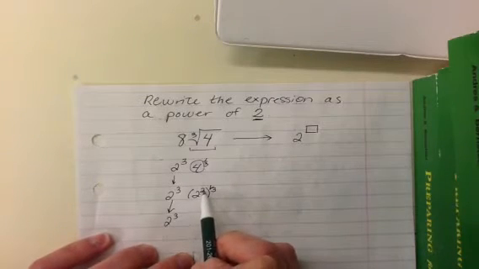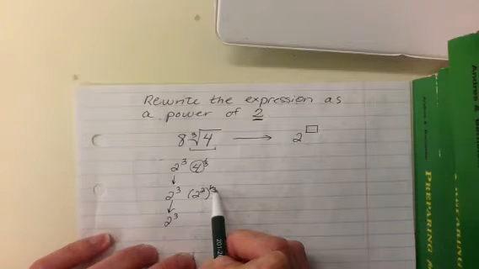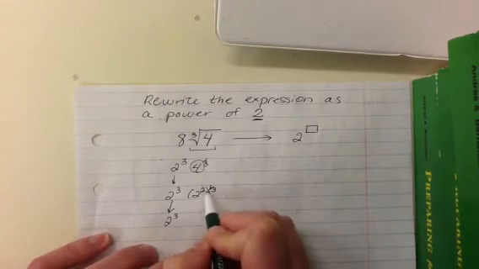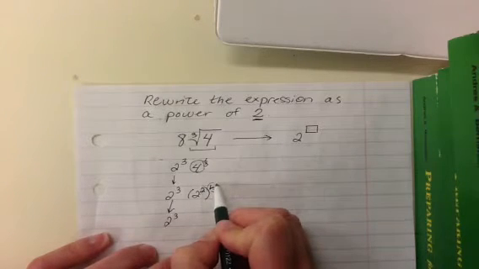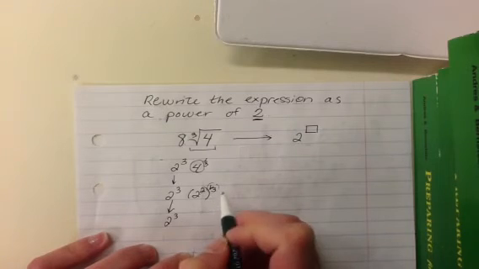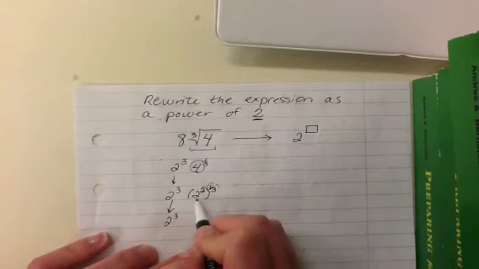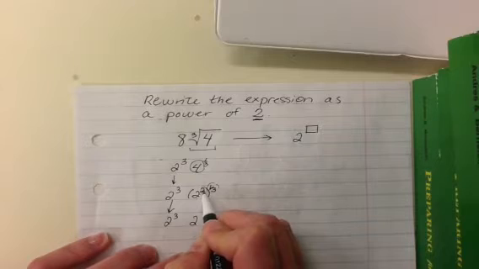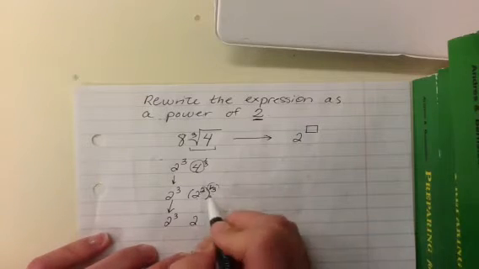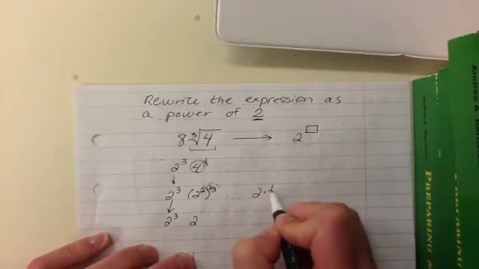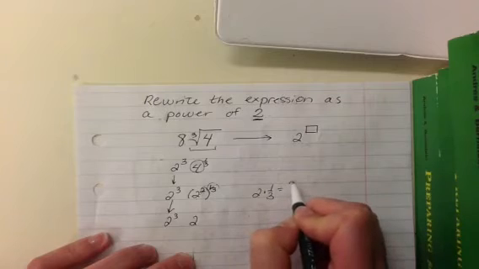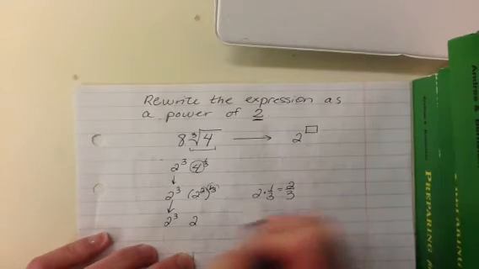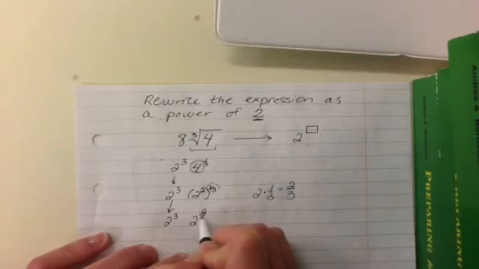If I have 2 squared to the 1/3 power, I know that with an exponent to an exponent, my properties of exponents tell me that I can multiply those. So this 2 stays my base, and the exponent is 2 times 1/3, which is the same as 2/3. So my new exponent is 2/3.